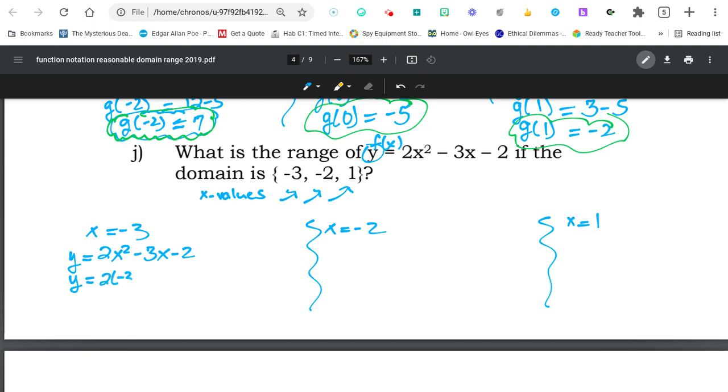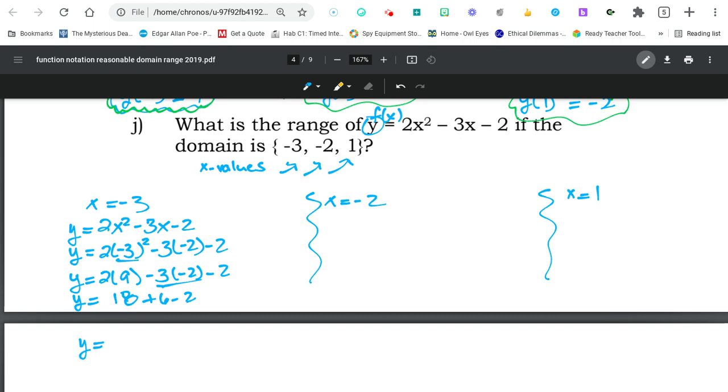So you have 2 times negative 3 squared minus 3 times negative 2 minus 2. Take care of your exponent first. Negative 3 times negative 3 is positive 9. Now I can take care of multiplication. From left to right, 18. That's going to be plus 6 minus 2. So I end up with 24 minus 2, which is simply 22. So that's one of my range values in my set. I'm keeping it in set notation because you got 3 domain values, so I have 3 range values, okay?